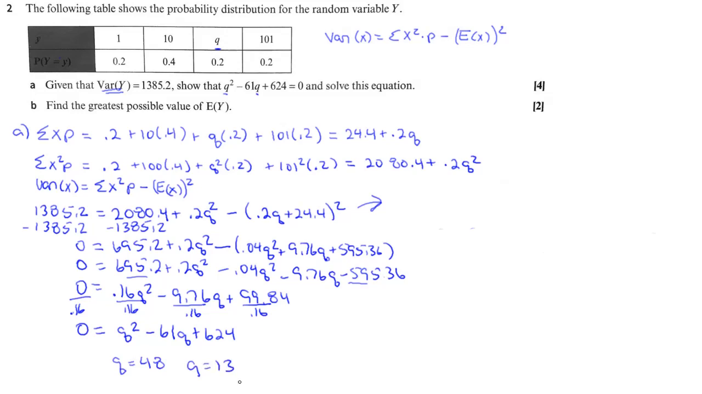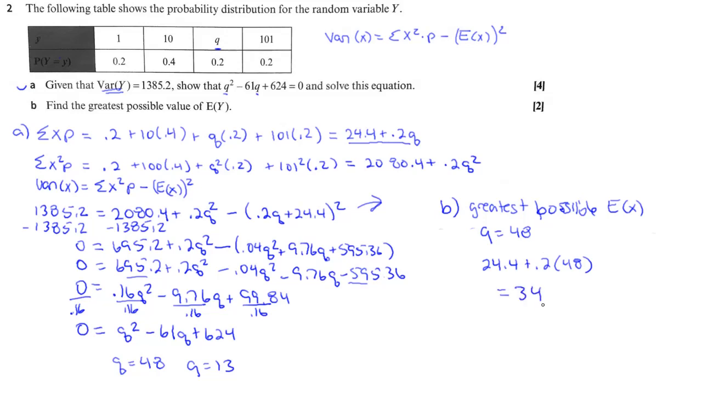And then in part B, they want me to find the biggest possible expected value for Y. Well, the biggest possible expected value of Y is going to be where Q is 48. And I've already got an expression in part A for the expected value. It's 24.4 plus 0.2Q. So all I've got to do is substitute the 48 in for Q, and I'm going to get 24.4 plus 0.2 times 48, and I'm going to find out that the expected value for Y would be a 34 in that case. All right, let's take a look at the next one.